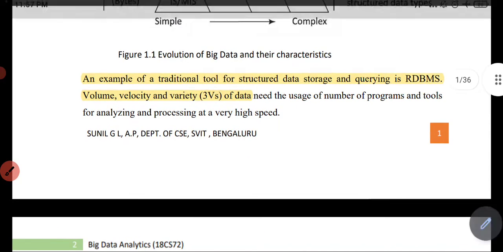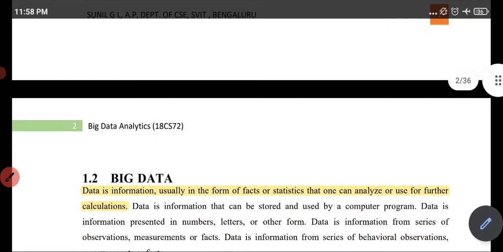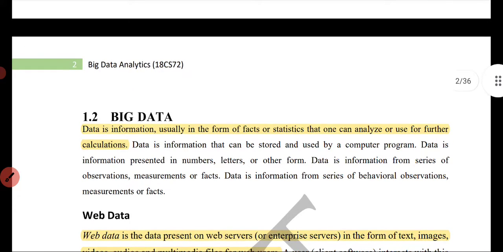Traditional data, with simple querying, is the example of RDBMS. But the characteristics of big data are volume, velocity, and variety. These are the characteristics of big data. You will learn more about this in the upcoming slides.